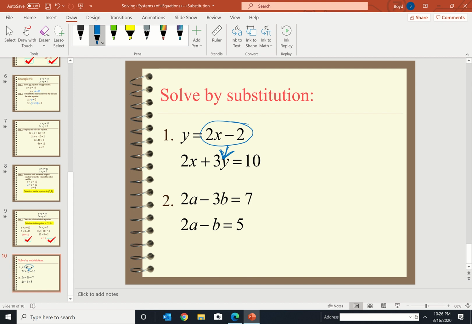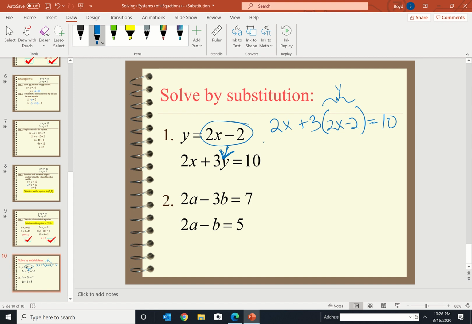So what I'm going to do is rewrite the equation while plugging it in as 2x plus 3 times (2x minus 2). Remember, wherever I see a y, I can replace it with 2x minus 2 because that's what y is equal to. All right, please remember that this is y. Okay? Now we're going to use our distributive property, combine our like terms, and solve the equation.